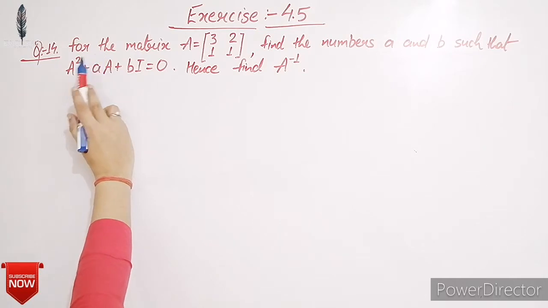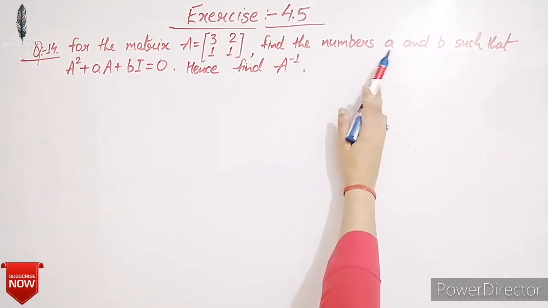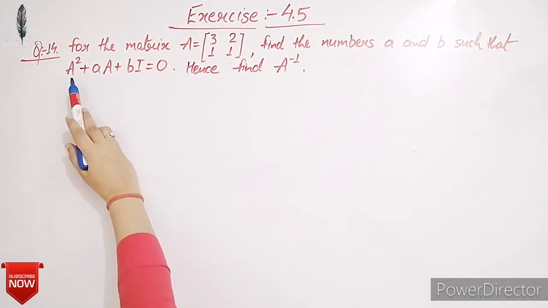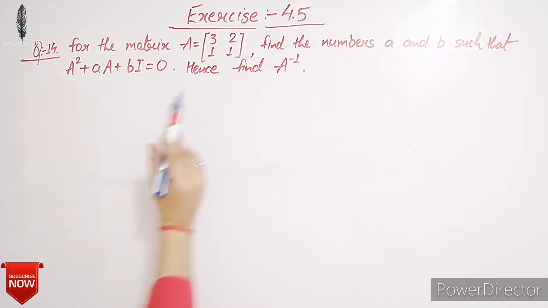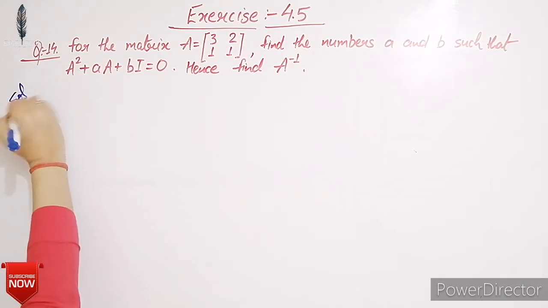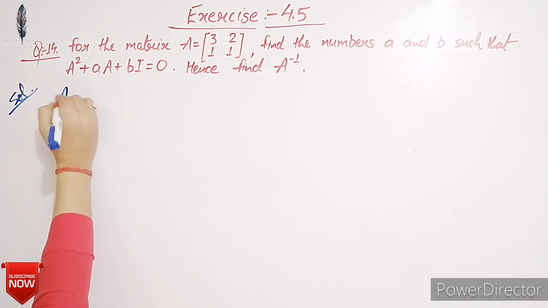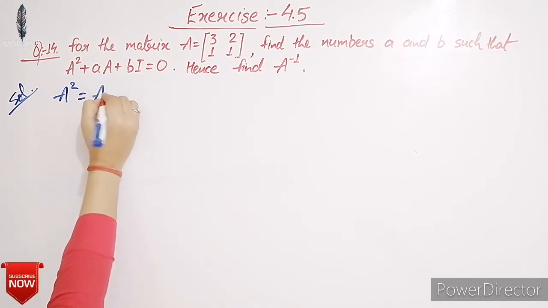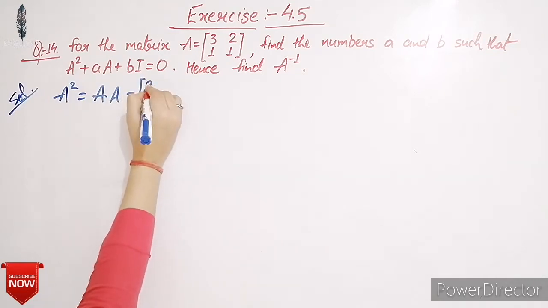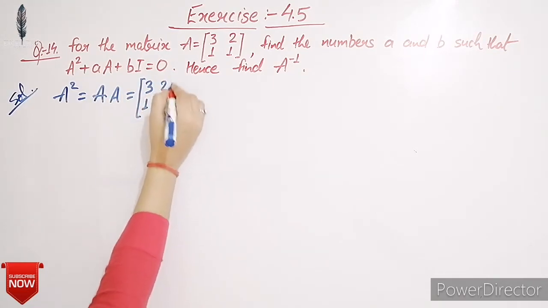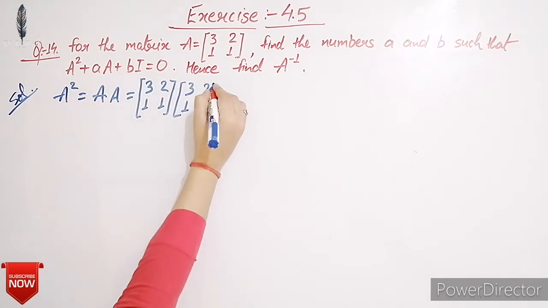Here we have a matrix A, [3, 1; 2, 1]. Find the numbers a and b such that A² + aA + bI equals 0. Hence find the value of A inverse. Let's solve it. So here A² equals A into A, and the value of A is [3, 1; 2, 1] multiplied by A, so here [3, 1; 2, 1].